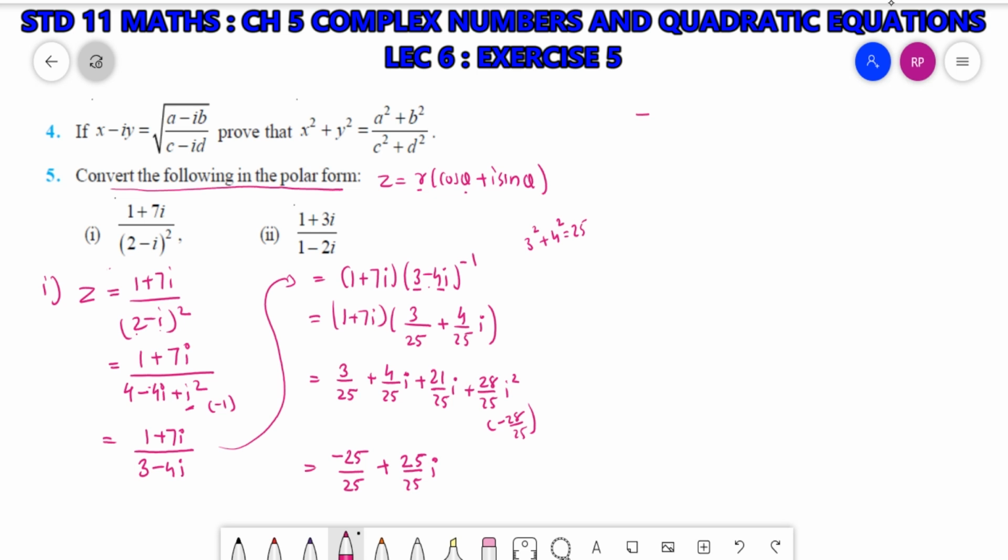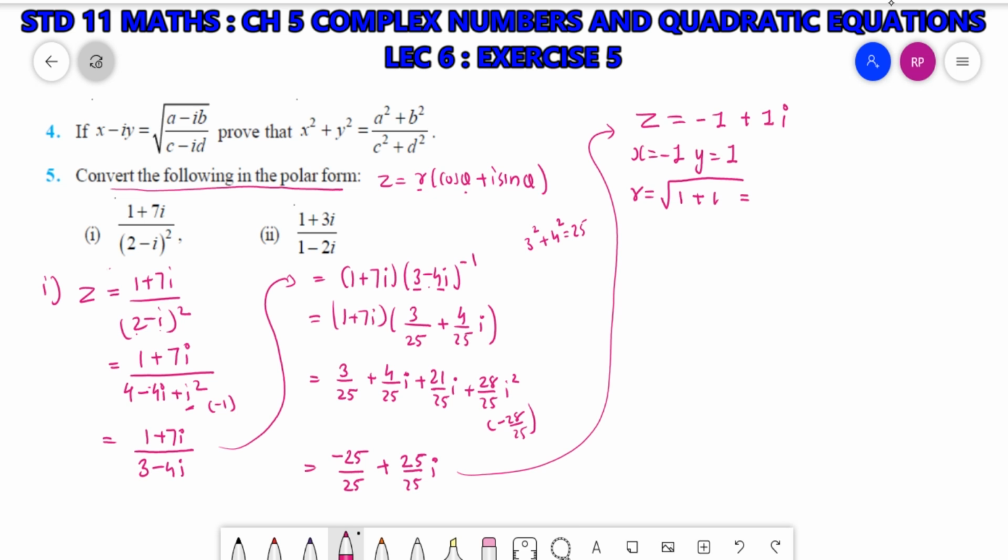Okay, so z is equal to minus 25 by 25, that is minus 1, plus 25 by 25, that is plus 1i. So here x equals minus 1, y equals 1. So modulus r is under root of minus 1 square, that is 1, and y square, that is 1, that is root 2. Clear? Now tan theta is equal to y by x. What is y? 1, and x is minus 1. So this is equal to minus 1.